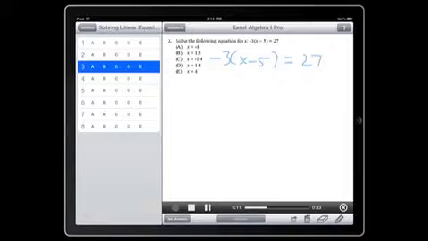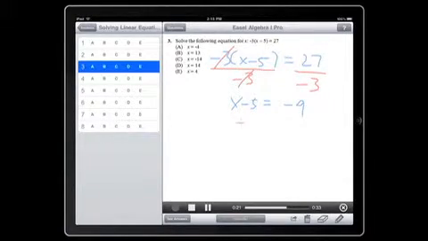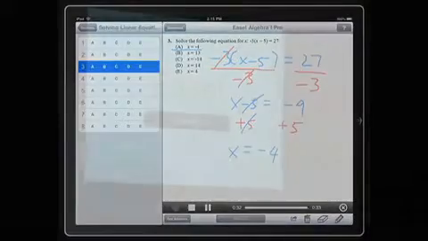So the first thing we'll do is divide both sides of the equation by -3. We can cancel out the -3's on the left, and now we have x minus 5 equals -9. Similarly now, we'll add 5 to either side of the equation, and we have x equals -4. So the answer is A, x equals -4.